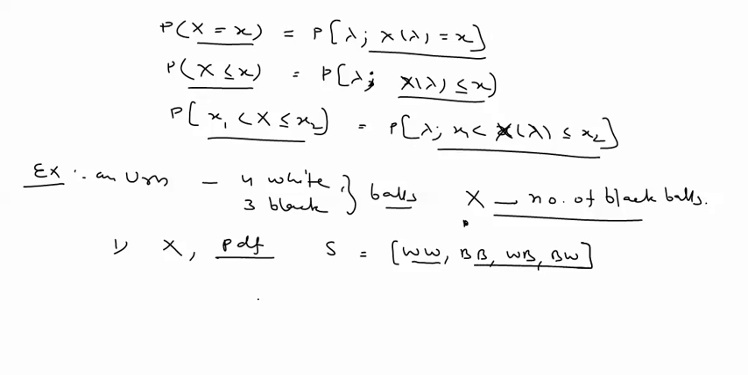Number of black balls is x. X now represents what are the values of x? 0 maybe, 1 maybe, 2 maybe. 0 black ball, 1 black ball, 2 black balls. These are the possibilities for this event.